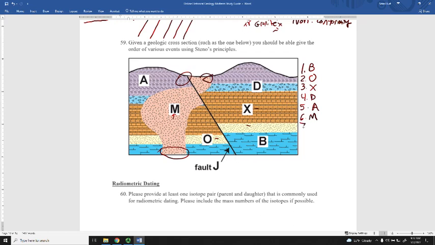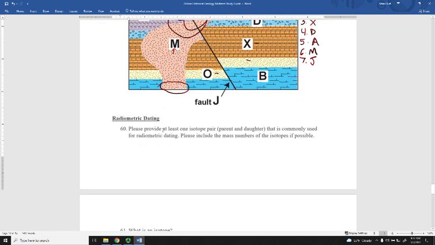And we know that after that came fault J, because you can see that the fault right here cuts M. You see that? So we know that fault J came after M. All right? So that's how that works. And you should be able to do that on the test. You're going to have a question like that, so be prepared.